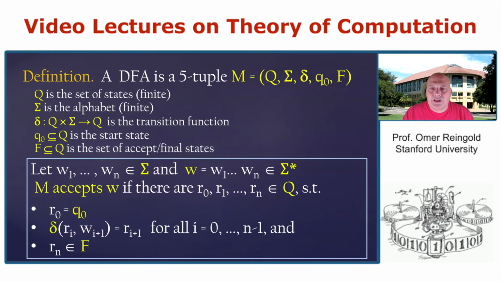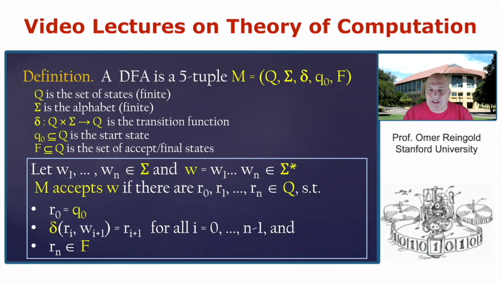With this formalization, we can ask what is the computation a particular DFA performs on a particular string. So let W1 up to Wn, each one of them a symbol in sigma, be an input of this DFA. We say that M accepts W if there are n+1 states, R0, R1 up to Rn, with the following property.